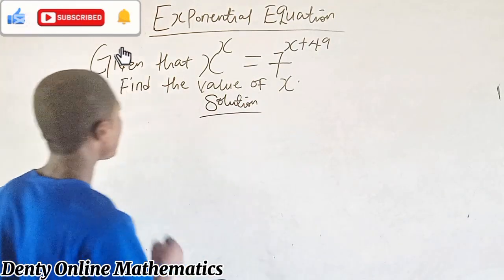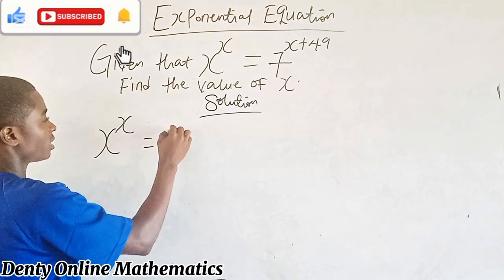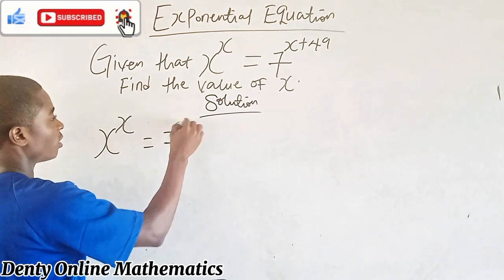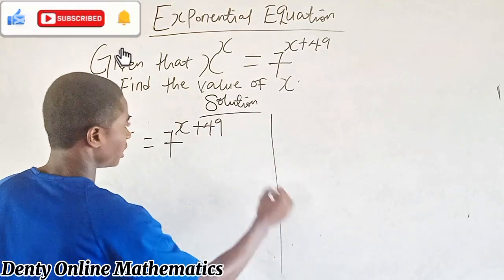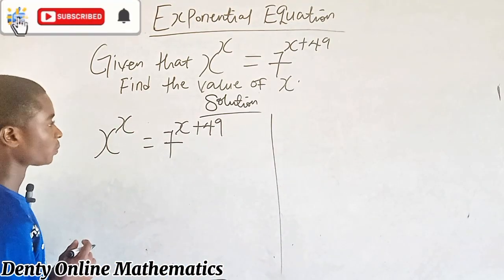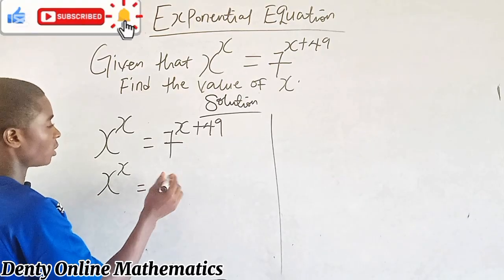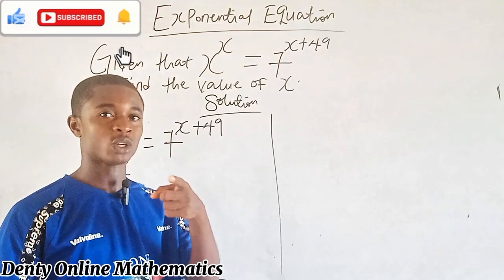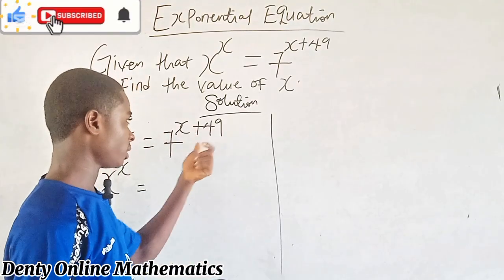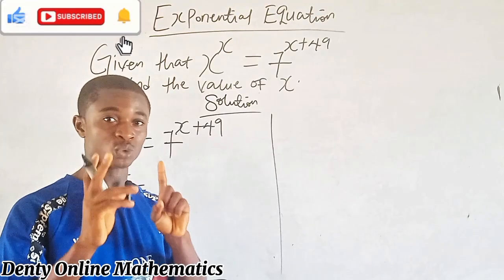Now, we have x raised to the power of x equal to 7 raised to the power of x plus 49. Now let's look at this. x raised to the power of x is equal to... I'm going to introduce one of the laws of indices to break what I'm going to do now. I'm going to show you how to do it.